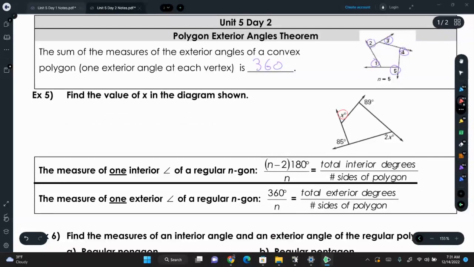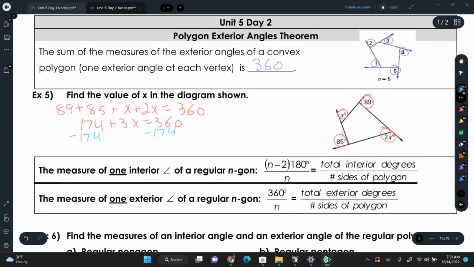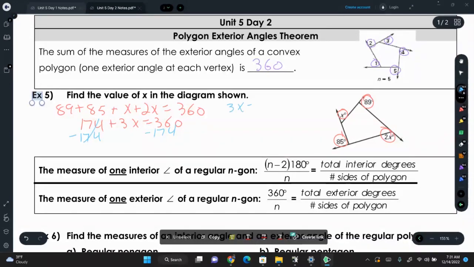So if we look at this example here, these four angles here, 89 plus 85 plus x plus 2x, has to equal 360. So then we can solve this by combining our like terms. So 89 plus 85 is 174 plus 3x equals 360. We'll subtract 174 from both sides. So 360 minus 174 is 186. So 3x equals 186. Then we'll divide both sides by 3. And x is equal to 62 degrees. So just remember, exterior angles always add to 360 degrees.